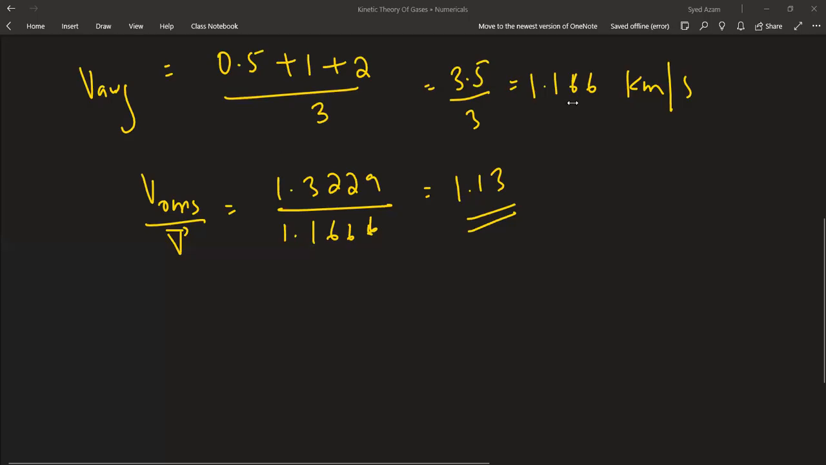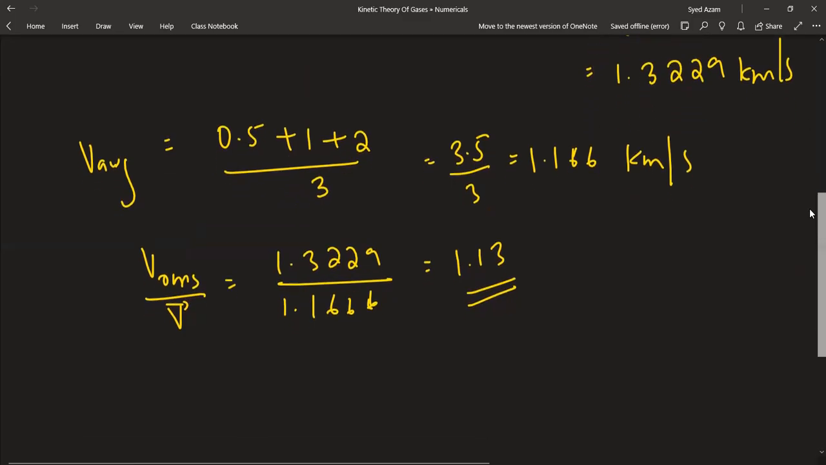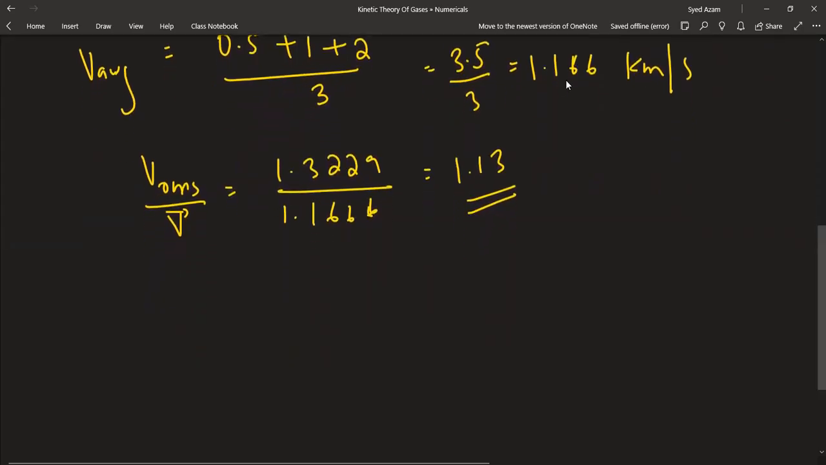Yeah, Shaima, you can. I found this 1.1666 easy to calculate, so I did it directly, but this one I got from the calculator. That's why this has so many decimal values. You can round it off, because this will be 1.16666 bar, right? So we have to take it as 1.167.